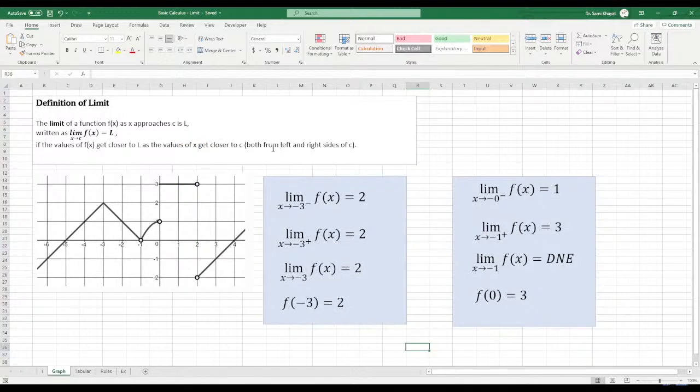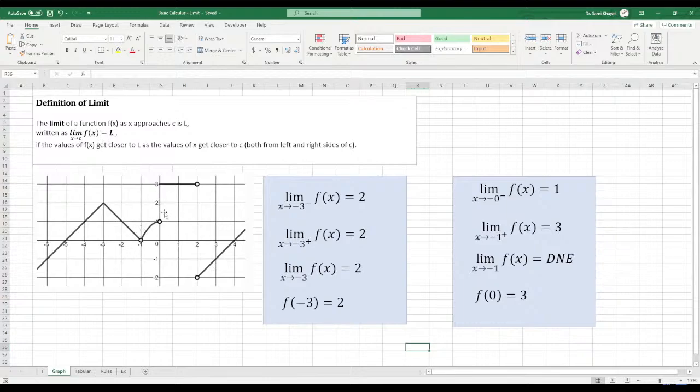Now, what is a limit? The definition of a limit is: the limit of a function of x as x approaches c is L, and it will be written like this: lim, that's for limit, x approaching c of f(x) equals L. What do we mean by this?